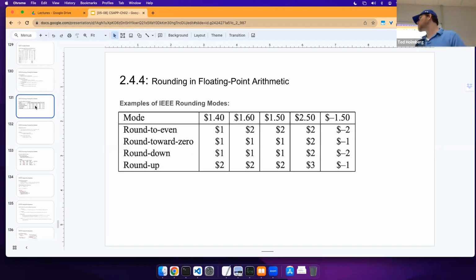So a quick look at what this might look like. Round to even is where you're rounding to the closest even. Let's use dollars, because that's what the book uses. Suppose you have $1.40. If you're going to round to even, you're just going to round that down to 1. If it's 1.6, we'll round it to 2. If it's 1.5, you're going to round it to 2. If it's 2.5, you're going to round it to 2 as opposed to 3. And if it's minus 1.5, you'll round it to minus 2.